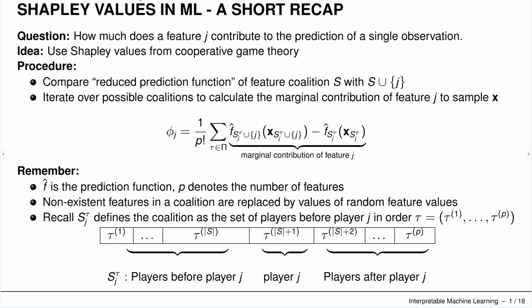So here remember that f hat is the prediction function and p the number of features. And non-existing features in a coalition are replaced by random feature values. So what we did here was to order the features, and we had S before our feature j, and then feature j, and after that the remaining features. And we used these orderings to calculate the Shapley value.